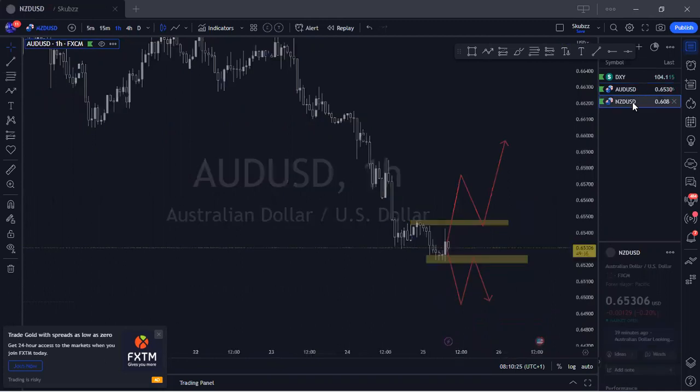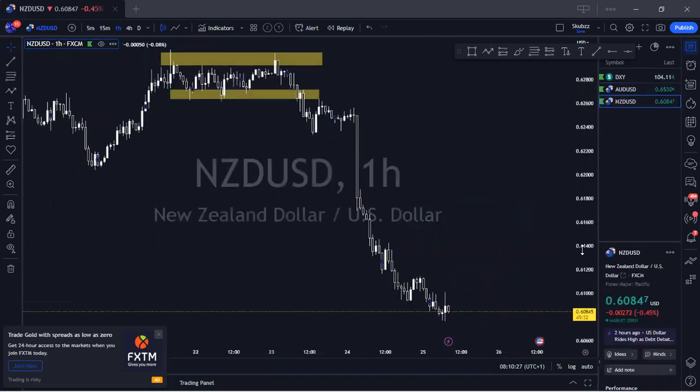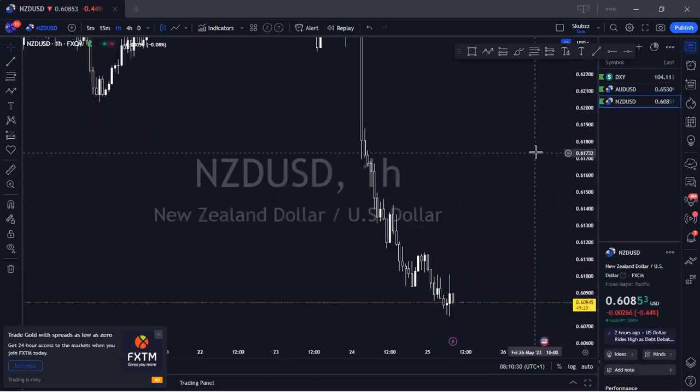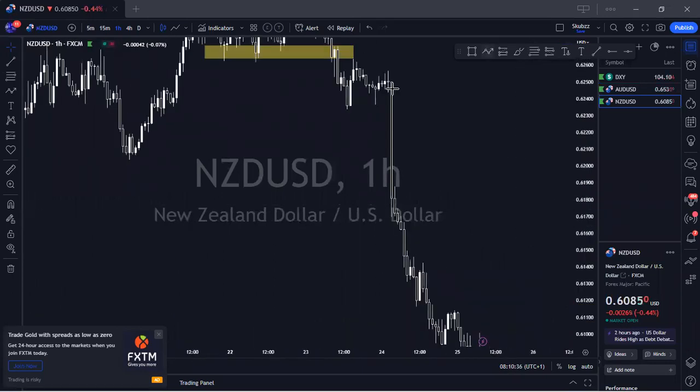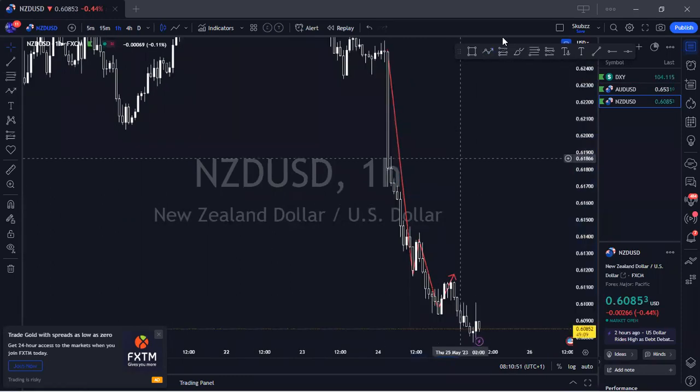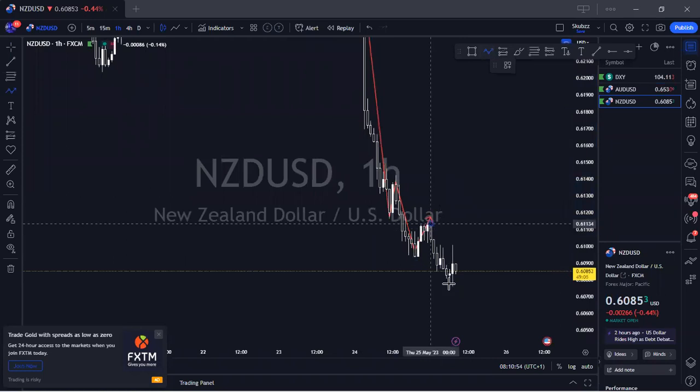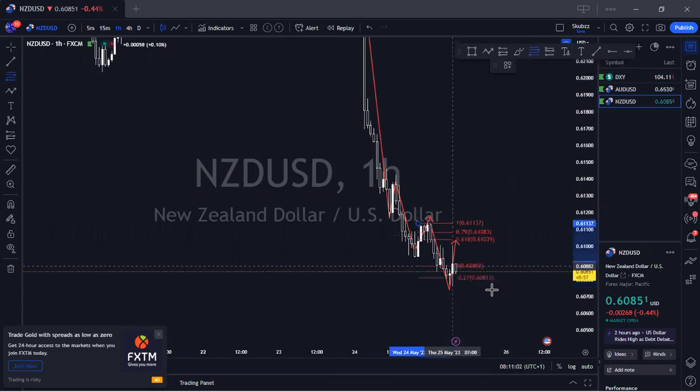Then we have NZDUSD. This one is very well behaved. Since yesterday, after we did that whole move to the downside, we've just been pouring to the downside. We created this low, lower low, lower high, lower low, lower low here, lower high. Now, if you look at what price has done here, price created another low, went back up and tapped that. Did it tap the 0.6? Yeah, it tapped exactly the 0.618.